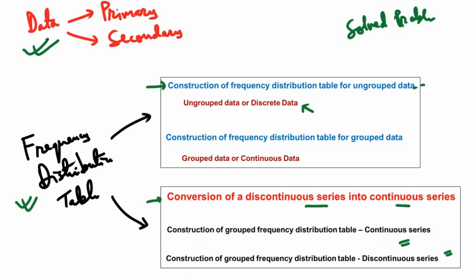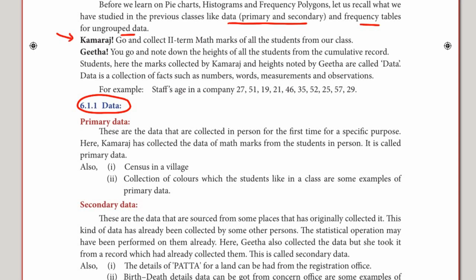Okay, so let's start. Kamraj says, let's go and collect term 2 marks of all the students from our class. And Gita, what does she say? She says, you go and note down the heights of all the students from the cumulative record. So students, the marks collected by Kamraj as well as the heights noted by Gita are what we call data. Basically data is a collection of facts such as numbers, words, measurements and observations.